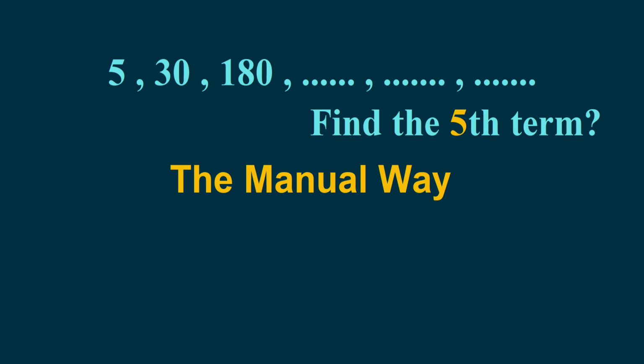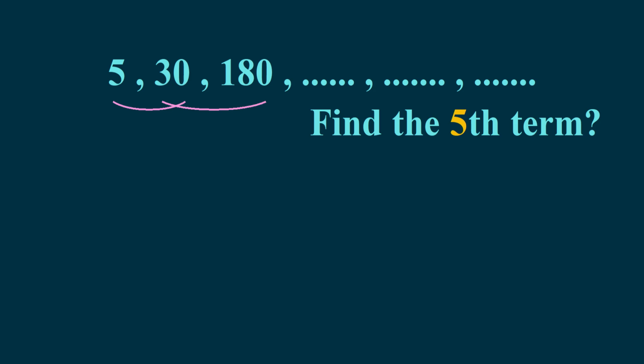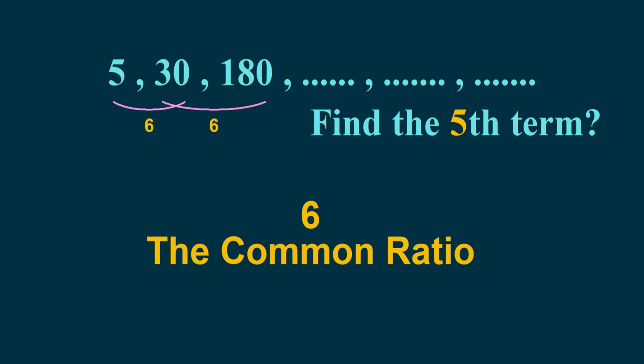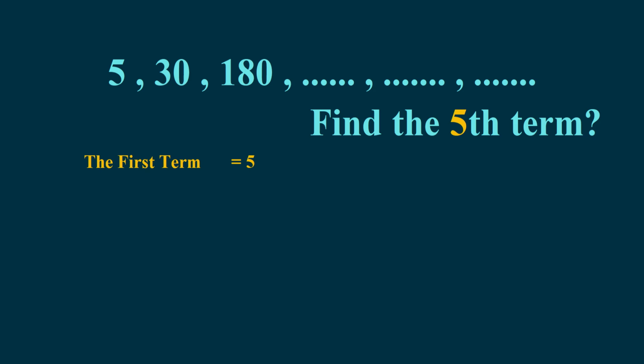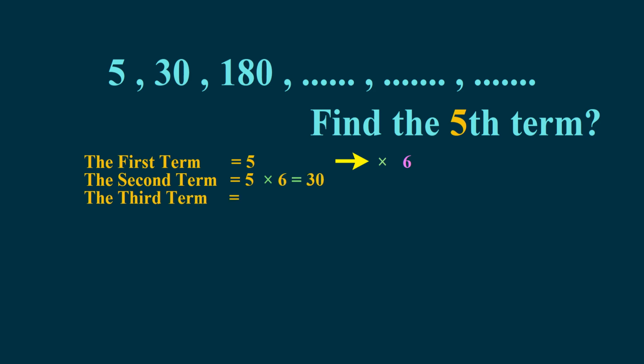As you can see, we found that each term is multiplied by 6. This 6 is what we call our common ratio. Since the first term is 5, we can get the second term by multiplying the first term by 6. And the second term is 5 times 6, which equals 30. And the third term is 30 times 6, which equals 180.